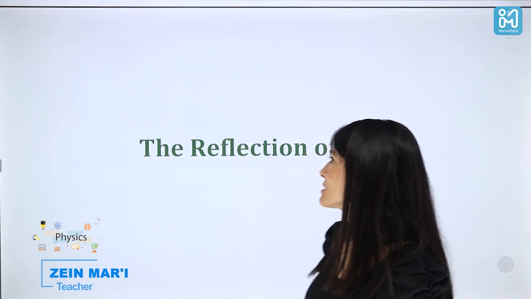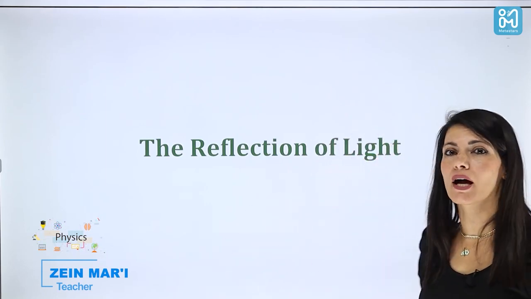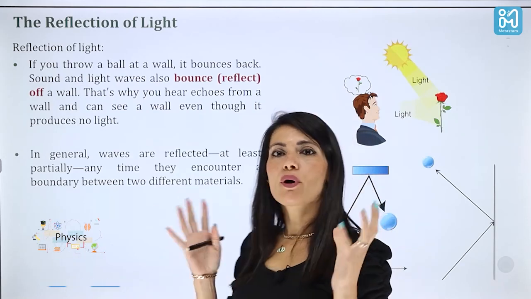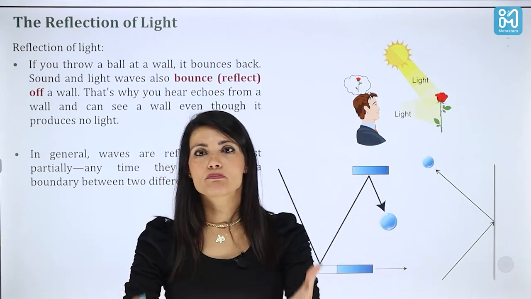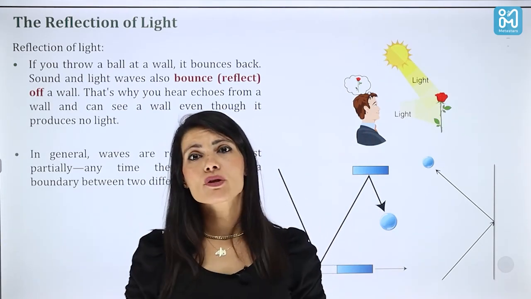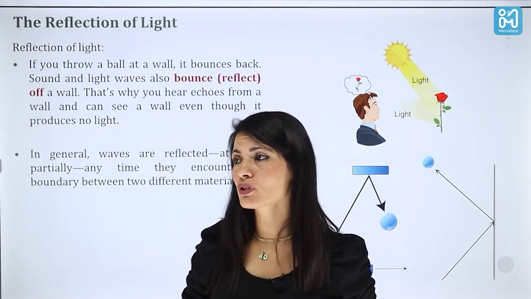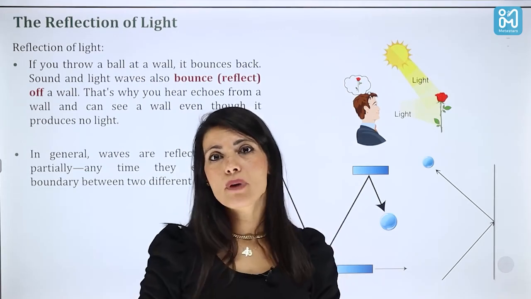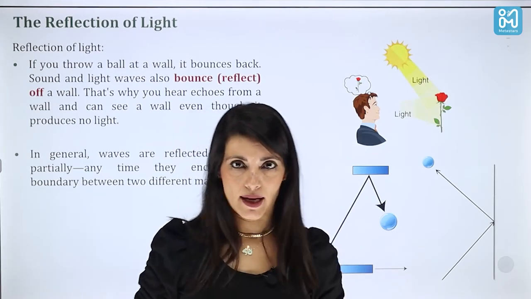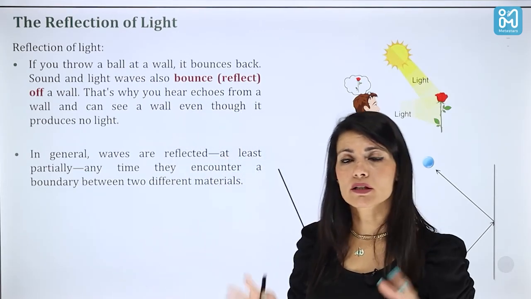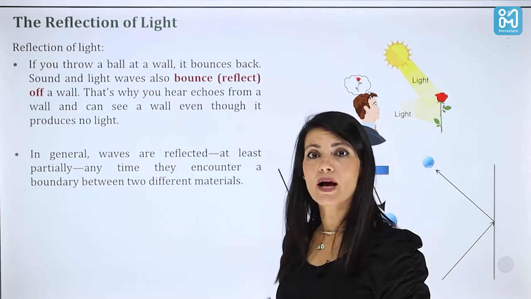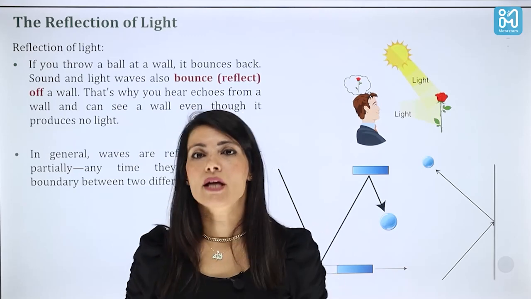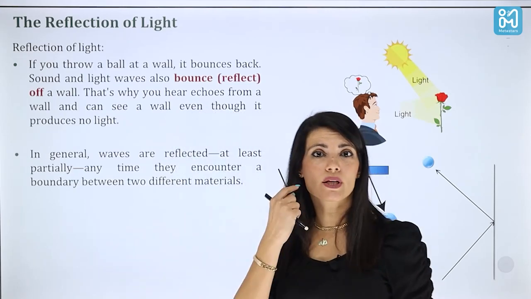Today our lesson is going to be about the reflection of light. Now, when you throw a ball at the wall, it bounces back. Similar to that, when waves encounter a wall, for example, or a boundary, they bounce back or reflect back. Maybe partially, not all the waves reflect back. However, some light is reflected due to facing a boundary. Now, that's how we actually hear the echo.